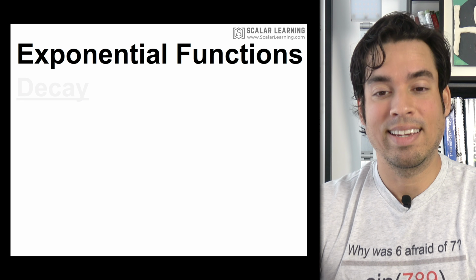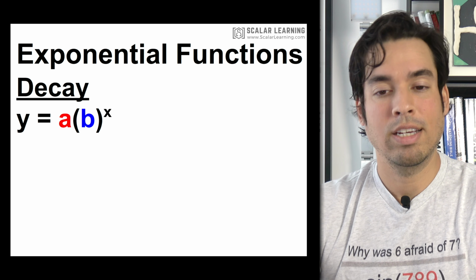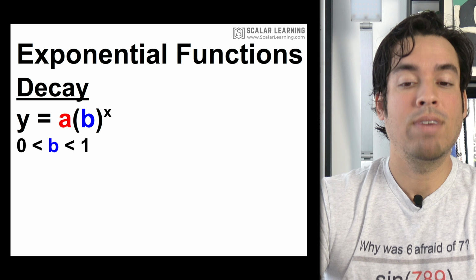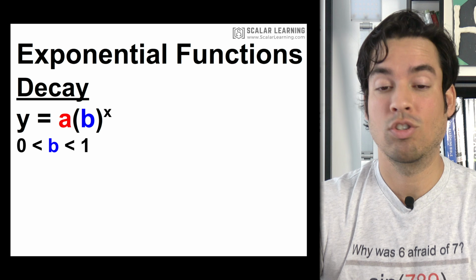Now let's talk about decay. Decay is going the other way. It's starting high and going low. So in this case, with our standard form, the b value is going to be between 0 and 1. Okay, not negative, it's going to be between 0 and 1.